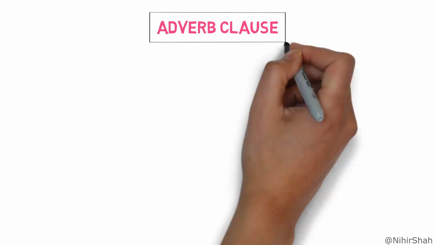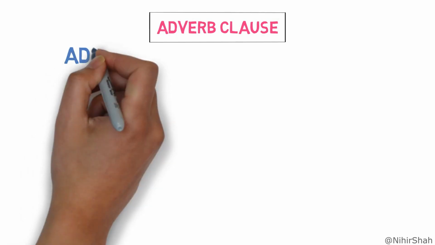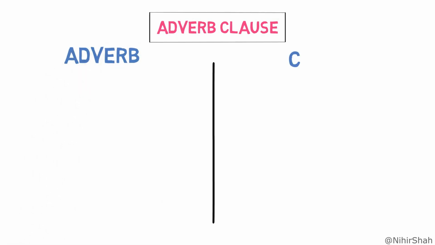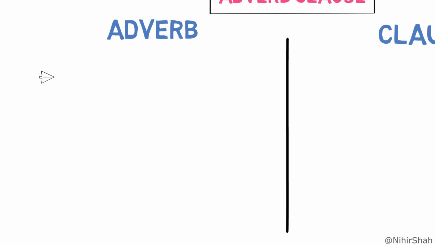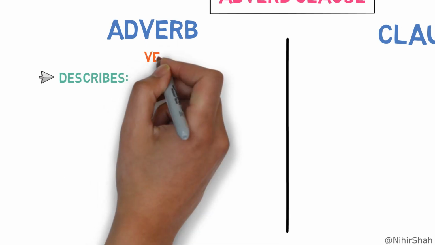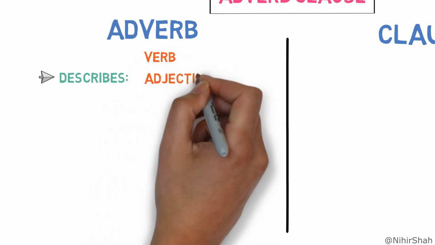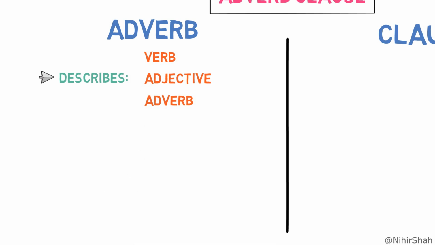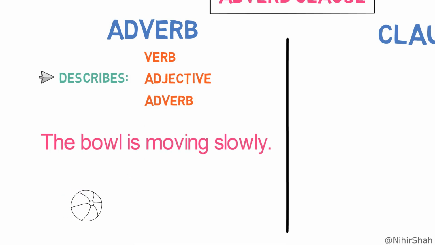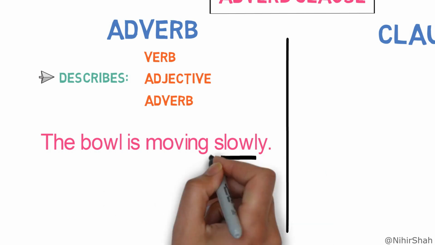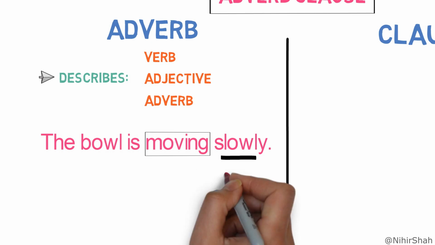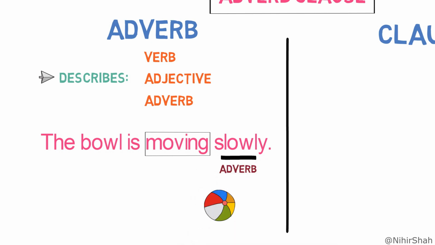An adverb clause is made of two words, adverb plus clause. Now, what is an adverb? An adverb is a word that describes or tells us more about a verb, adjective, or another adverb in the sentence. For example, the bowl is moving slowly. Here, the word slowly is describing the verb moving. So, it's an adverb. And what is a clause?